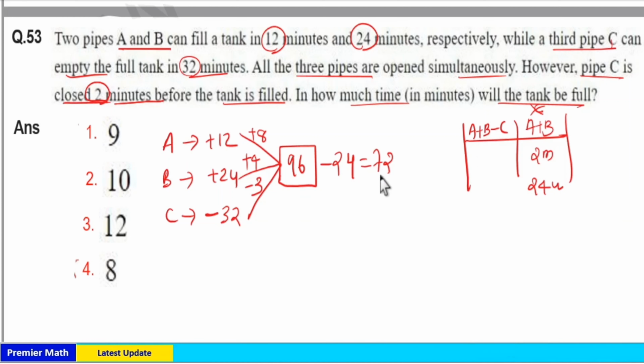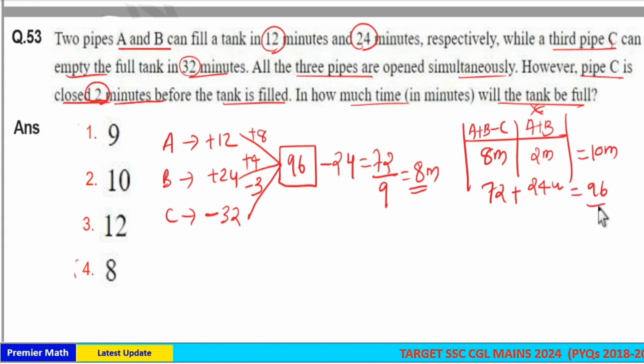So the 72 unit is filled by A, B and C in 72 by 9. 9 goes 8 times in 72, in 8 minutes. So the 72 unit is filled by A, B and C together in 8 minutes. So total time taken is equal to 8 plus 2, 10 minutes to fill 96 unit. So option 2 is your answer.